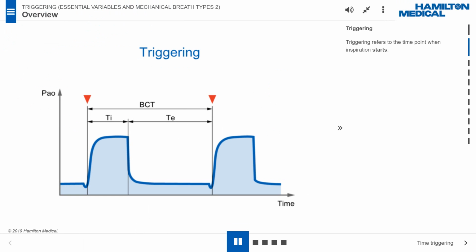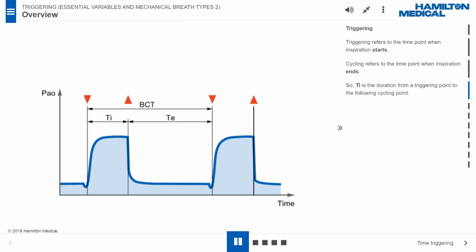Triggering refers to the time point when inspiration starts. Cycling refers to the time point when inspiration ends. So, Ti is the duration from a triggering point to the following cycling point. Te is the duration from a cycling point to the following triggering point. BCT is the duration from a triggering point to the next triggering point.